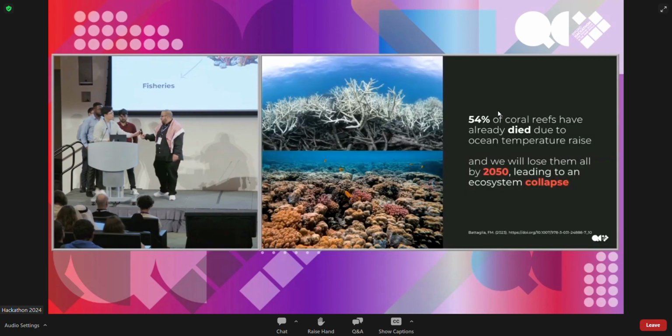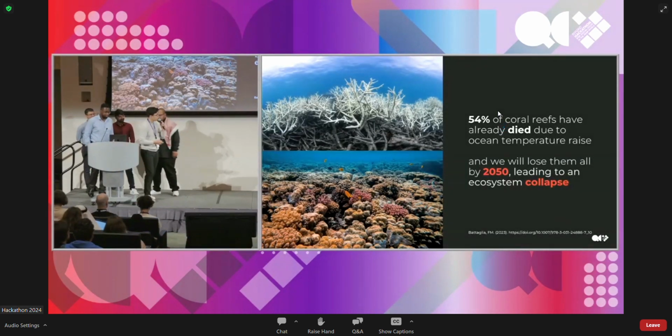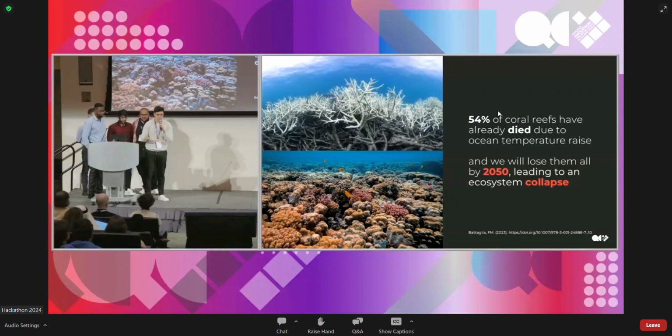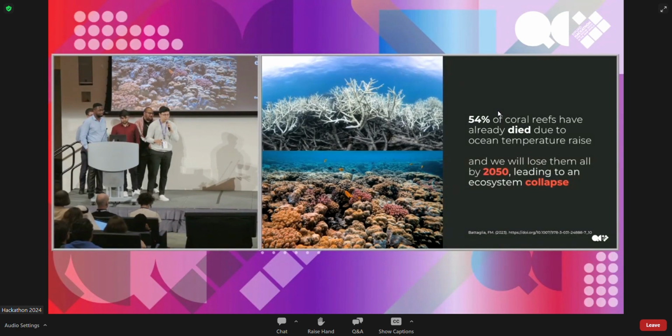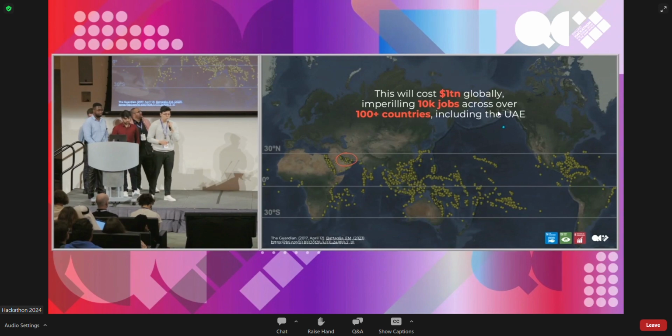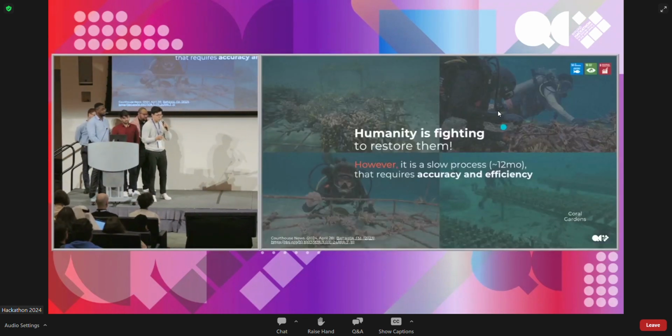change. Well, wait. Did you know that we've already lost more than 50% of corals over the world? And by the end of 2050, we're going to lose them all. This will not lead only to ecosystem collapse, but it is going to cost $1 trillion globally, severely impacting more than 100 countries, including the UAE.